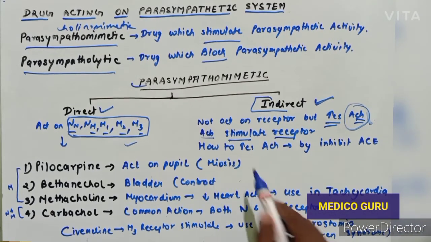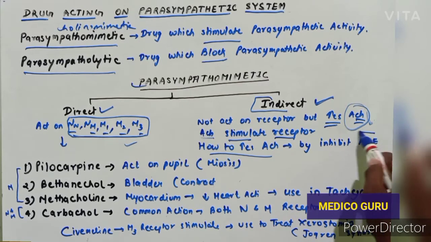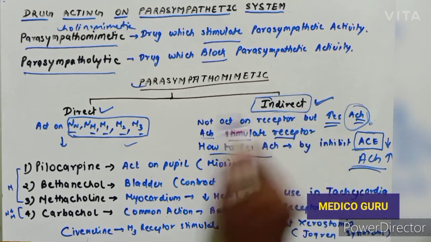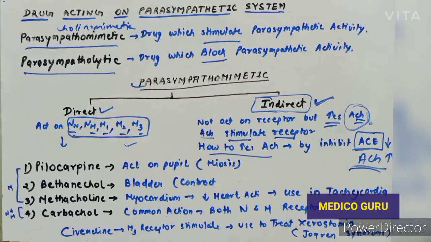So how can we increase the acetylcholine? By inhibiting acetylcholinesterase. If we inhibit acetylcholinesterase, then acetylcholine will increase because the metabolism of acetylcholine decreases. What does acetylcholinesterase do? It metabolizes acetylcholine. If we decrease the acetylcholinesterase, the metabolization of acetylcholine will decrease. So indirectly acetylcholine will increase. So these act indirectly, and that's why they are indirect drugs.